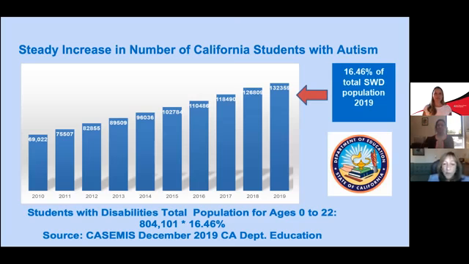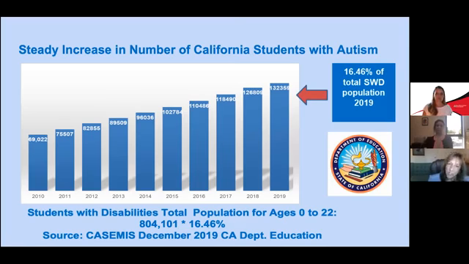The first point we want to make is that there's been a steady increase in the prevalence of individuals identified with autism spectrum disorder. What you see in this chart is from the California Department of Education. We can see the steady increase in numbers of students from 2010 to 2019.